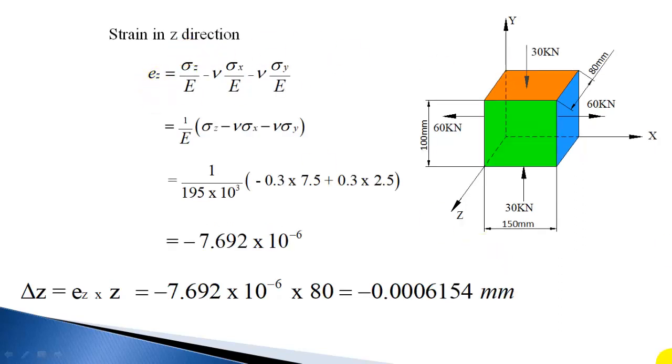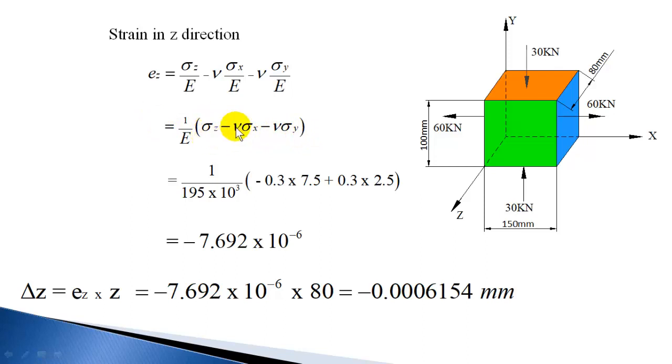Now the strain in the z direction. You can apply the formula: sigma z, but there is no stress in the z direction, so this term will be 0, and both are lateral effects due to load in the x and y direction. So due to load in the x and y direction, it will have an effect in the z direction, that is a strain in the z direction. So lateral strains are induced due to forces in the x and y direction. So minus nu sigma x by E minus nu sigma y by E will be the strain in the z direction. So 1 by E into sigma z minus nu sigma x minus nu sigma y.